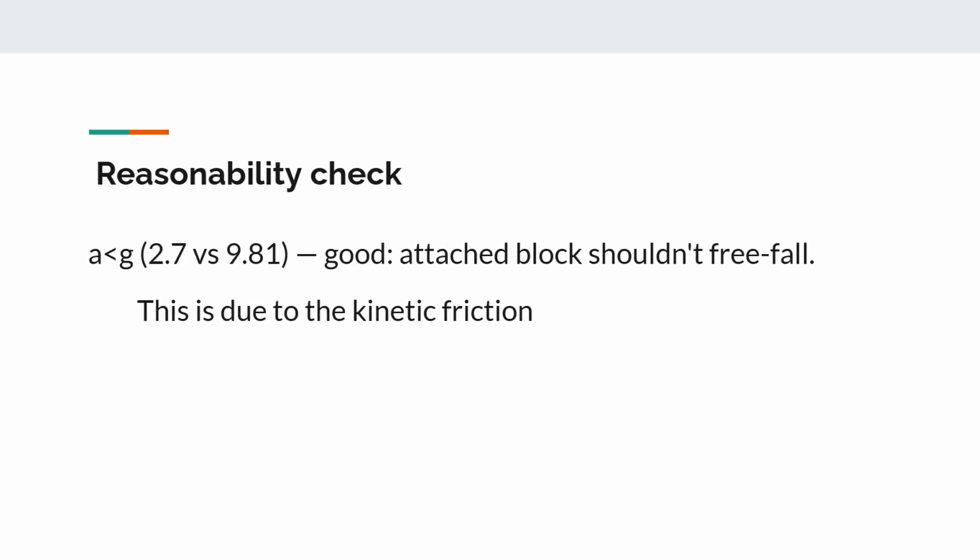And that does make sense because 2.7 meters per second squared is less than 9.81, which is the gravitational constant. If there was nothing holding the system back, both blocks would be accelerating at 9.8 meters per second squared. But since we have some kinetic friction, that is holding it back. So our answer should be less than 9.81, which it is.